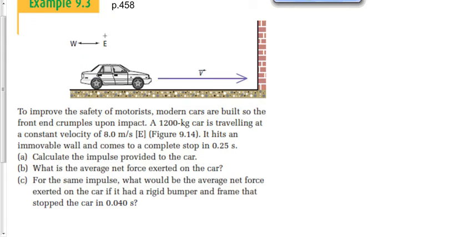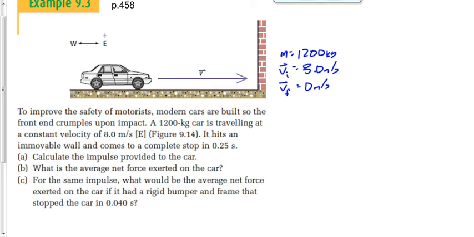Okay, let's write down some givens. Now that we know what's going on, we know that it's an impulse question, let's write down some givens here. We have a mass of 1,200 kilograms. We have an initial velocity of 8 meters per second to the east. We have a final velocity of what? 0.